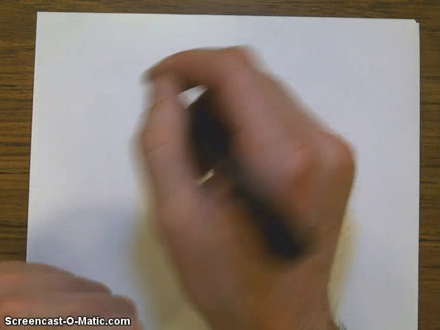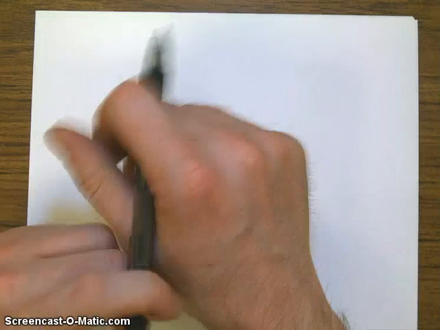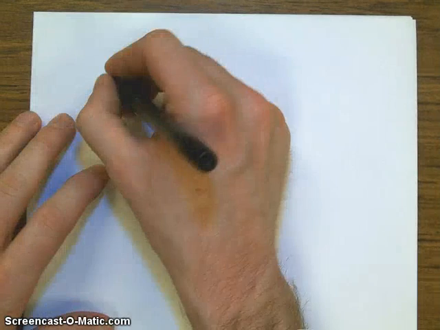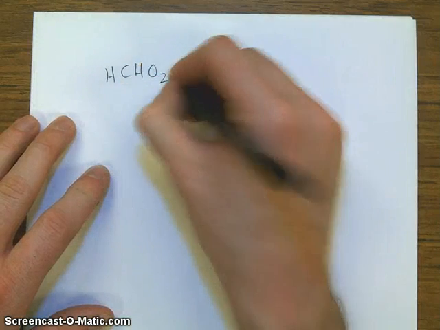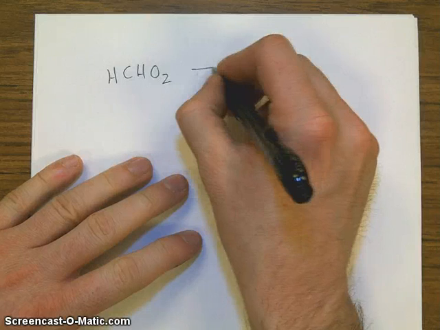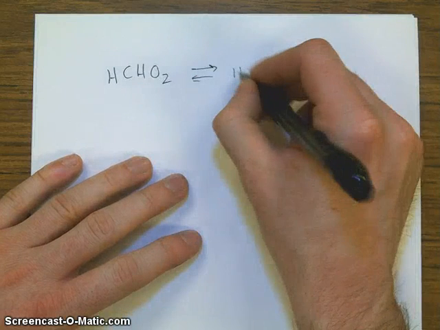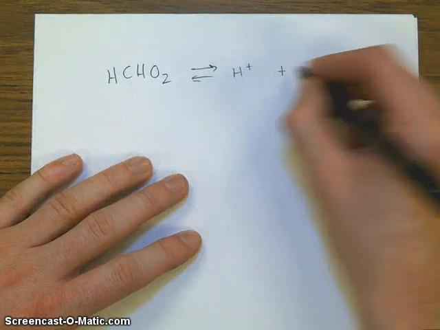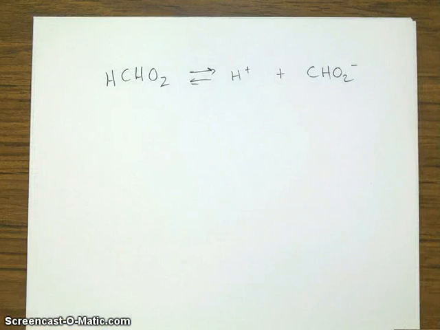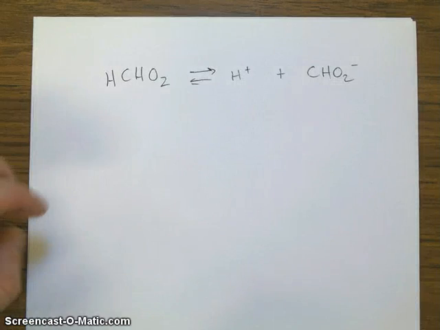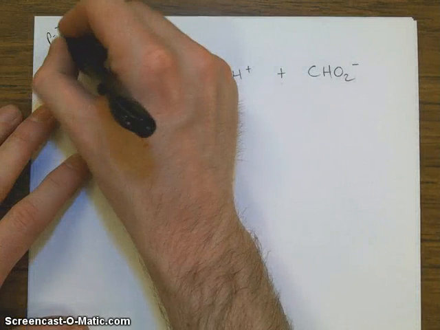This is Mr. Barron. I'm going to be doing another problem involving the common ion effect. What we have to do in this problem is calculate the ion concentration and pH of a solution that has formic acid. Formic acid is a weak acid, and it has this structure. So it's in equilibrium with hydrogen ions and its conjugate base, which is CHO2 negative. If you want to follow along with this, this is a practice exercise from page 724.